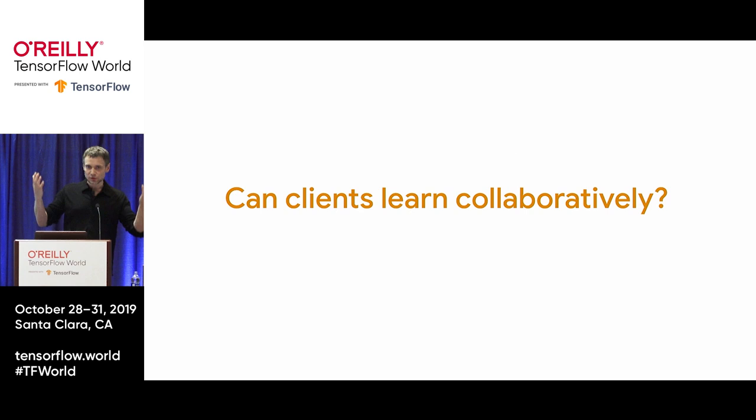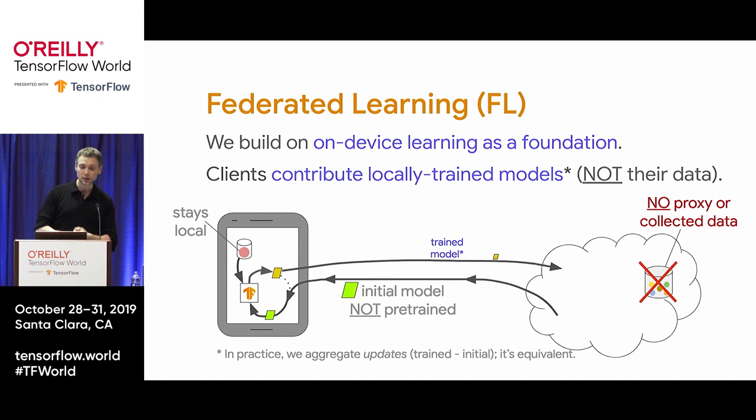Federated learning is one way to do that. Here, we start with an initial model provided by the server. This one is not pre-trained. We don't assume we have proxy data. It doesn't matter. It can be just zeros. So send it to a client. The client now trains it locally on its own data. And this is more than just one step of gradient descent, but it's also not training to convergence. Typically, you just make a few passes over the data on the client and then produce a locally trained model and send it to the server.